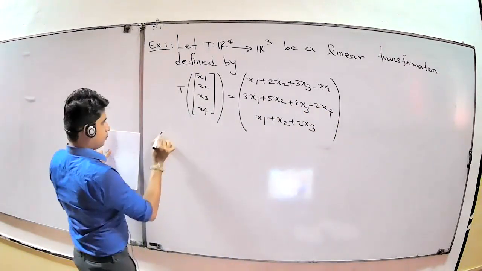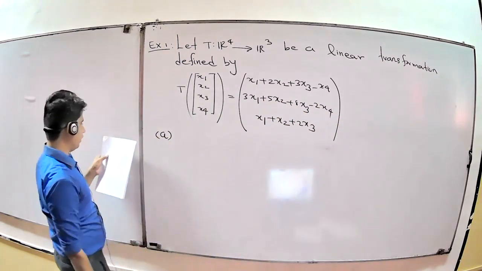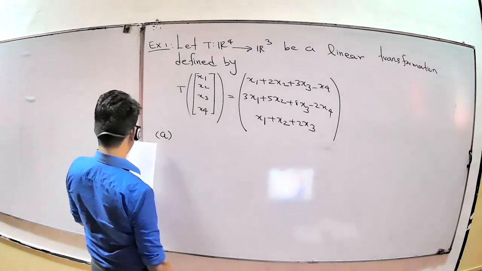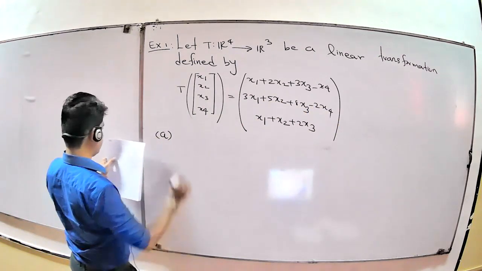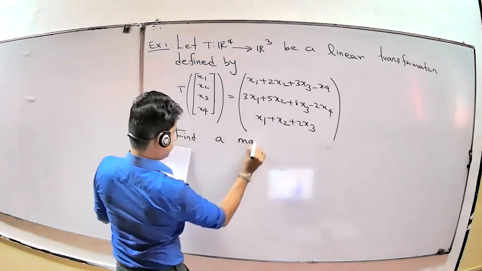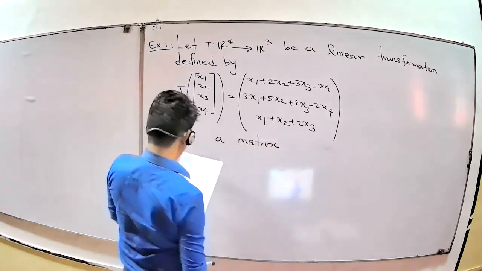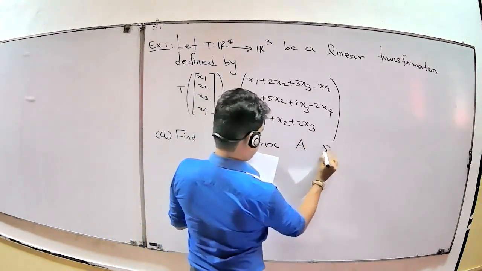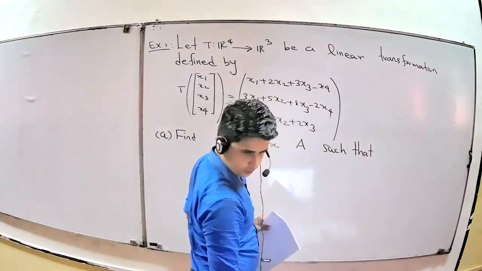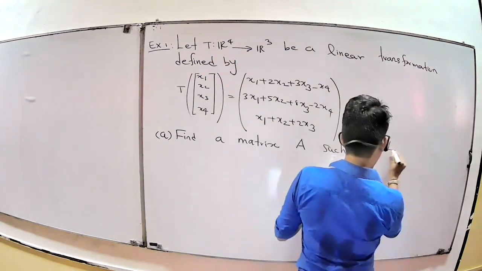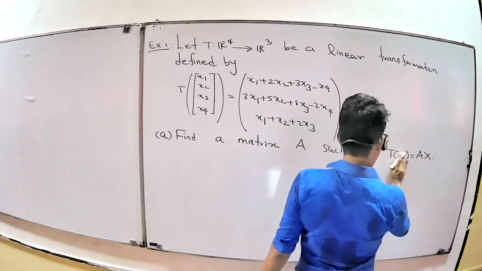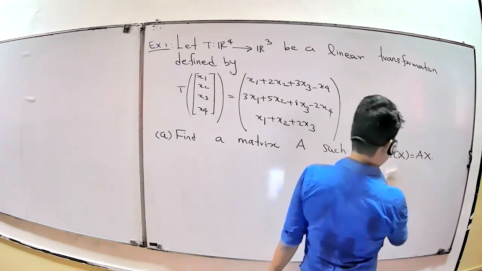There are three parts here. First part, they asked to find a matrix A such that T of x equals Ax.